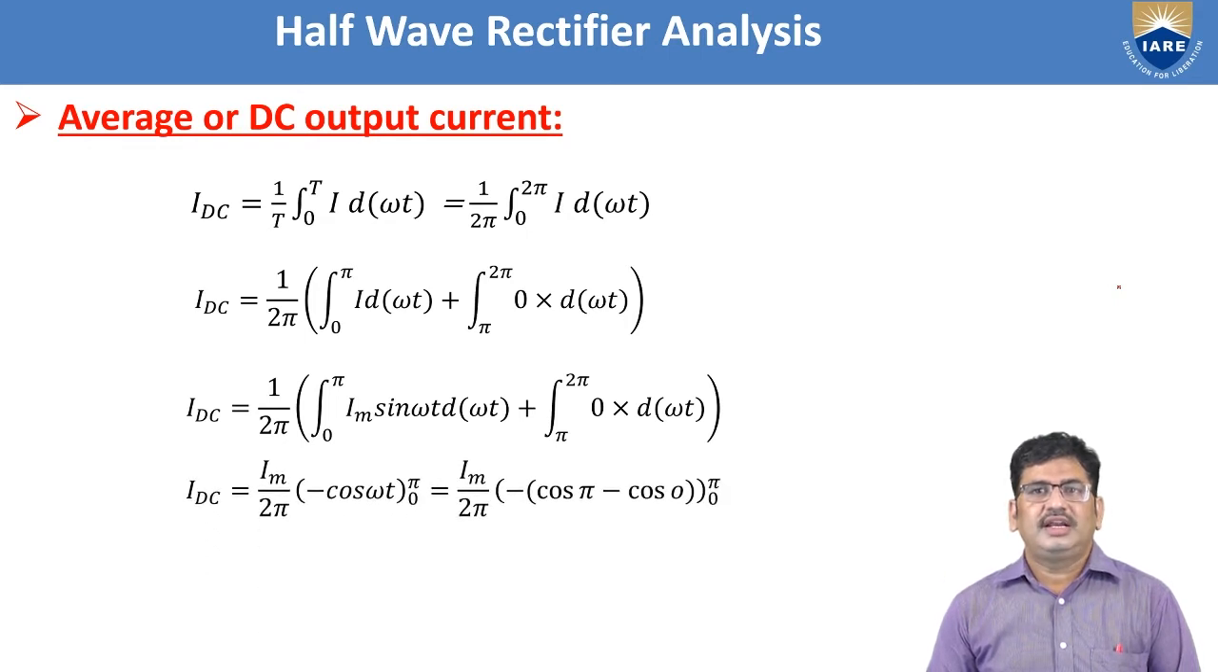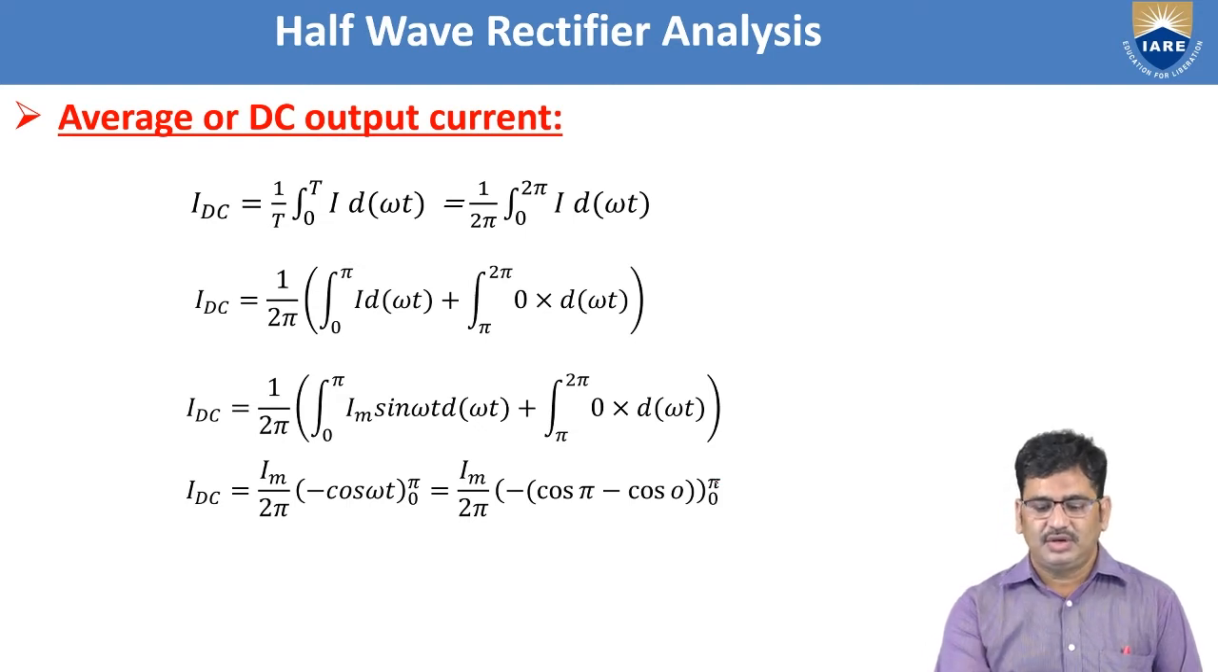See here, Im is a constant, so you can take Im outside. The integral of sine is minus cos omega t. So IDC is given as Im by 2 pi times minus cos omega t, with boundaries 0 to pi. From pi to 2 pi, the value of the integral is 0. Substituting the upper limit minus the lower limit, we can write minus of cos pi minus cos 0.